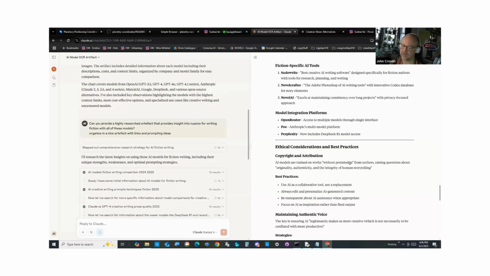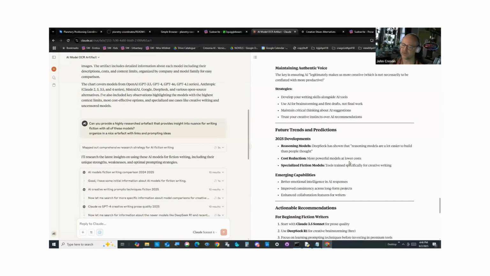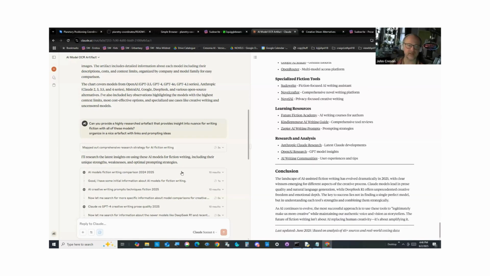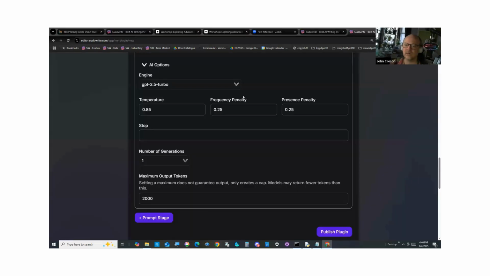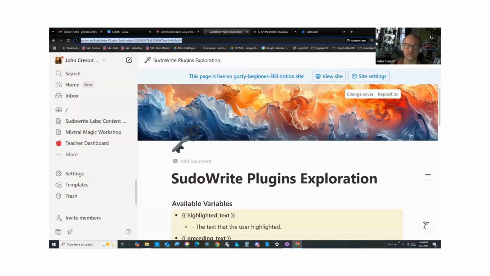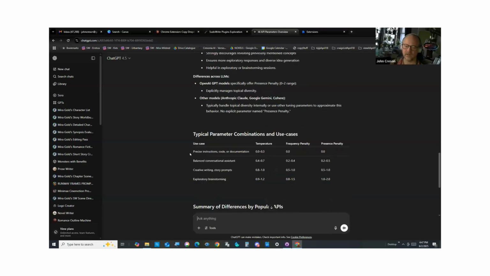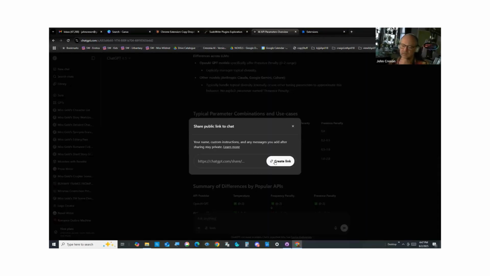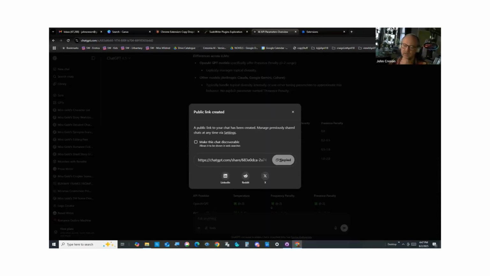Is it in here? Let's see. Best practices, strategies, future trends, predictions. Essential resources, conclusion. Okay, it's not in here. It's in the AI API parameters overview. That's it. Okay, let's share that. Create link. Copied.